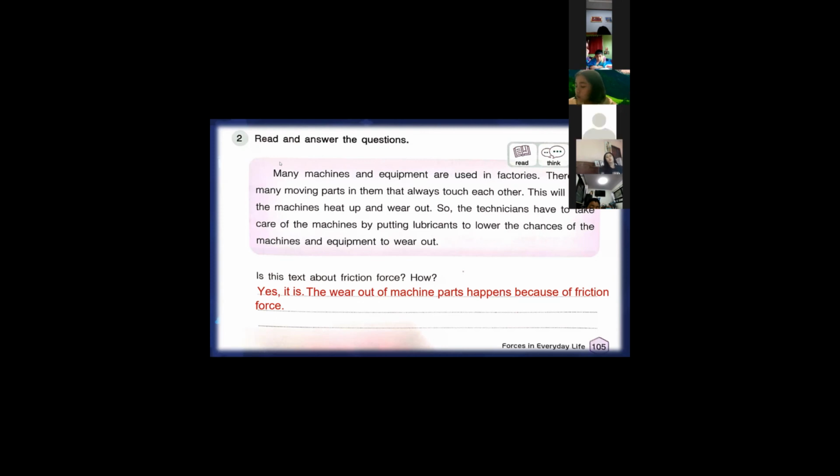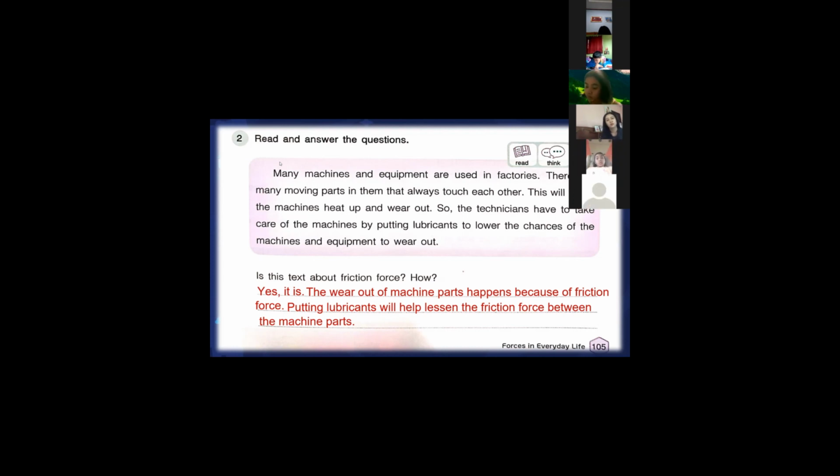Pie finished? Yes, it is. The wear out of machine parts happens because of friction force. But how? Putting lubricants will help lessen the friction force between the machine parts. For this one, I am going to discuss this in my next video. In my next video, I'm going to talk about how to lessen friction, or how to make high friction or low friction.